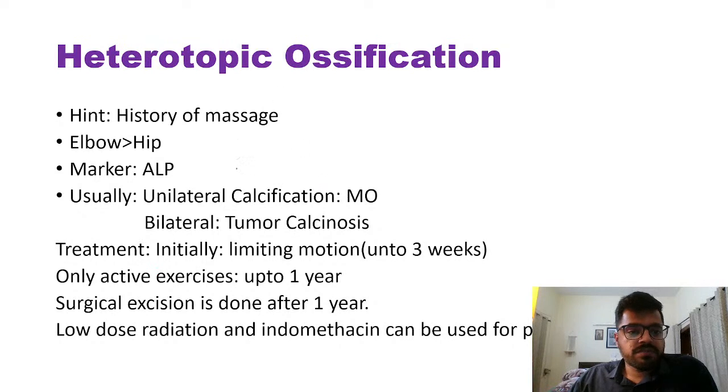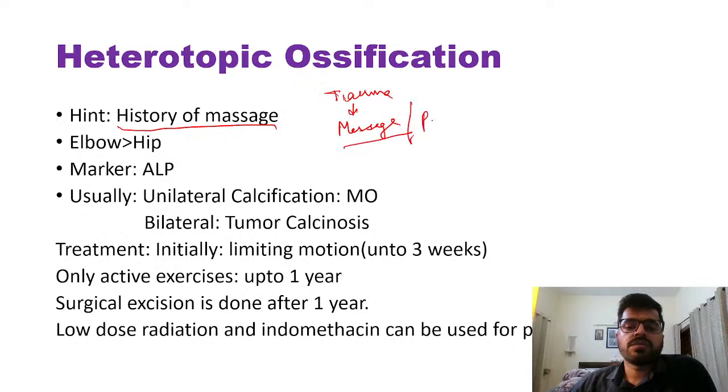Heterotopic ossification, also known as myositis ossificans. Hint is that there will be a history of massage. Patient had some trauma, following which he got massage done. Massage or passive exercise. If this is given, you should think of heterotopic ossification.